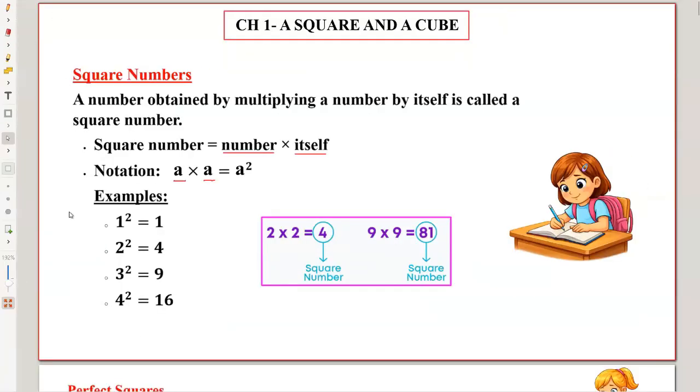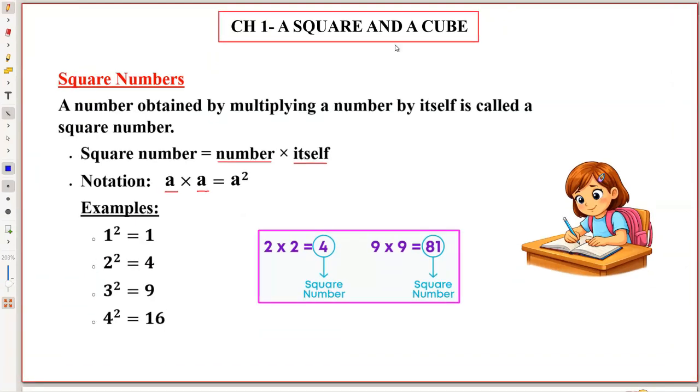Let's start today's revision class on square and cube. So we are going to have one short revision on chapter number 1, square and cube. A square number is a number obtained by multiplying a number by itself. A number multiplied by itself is called a square number.